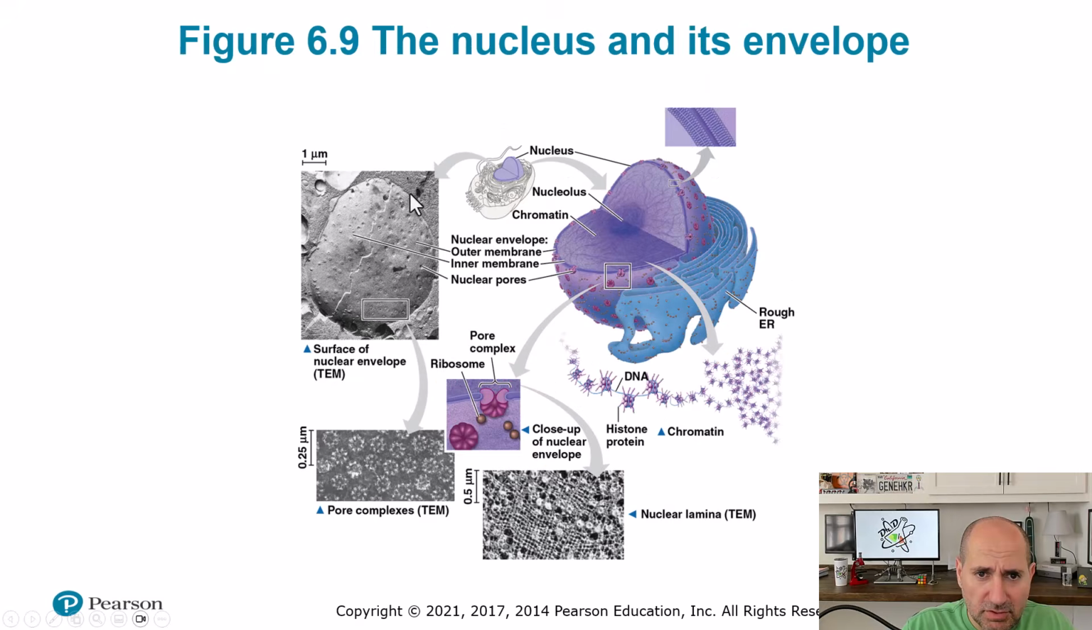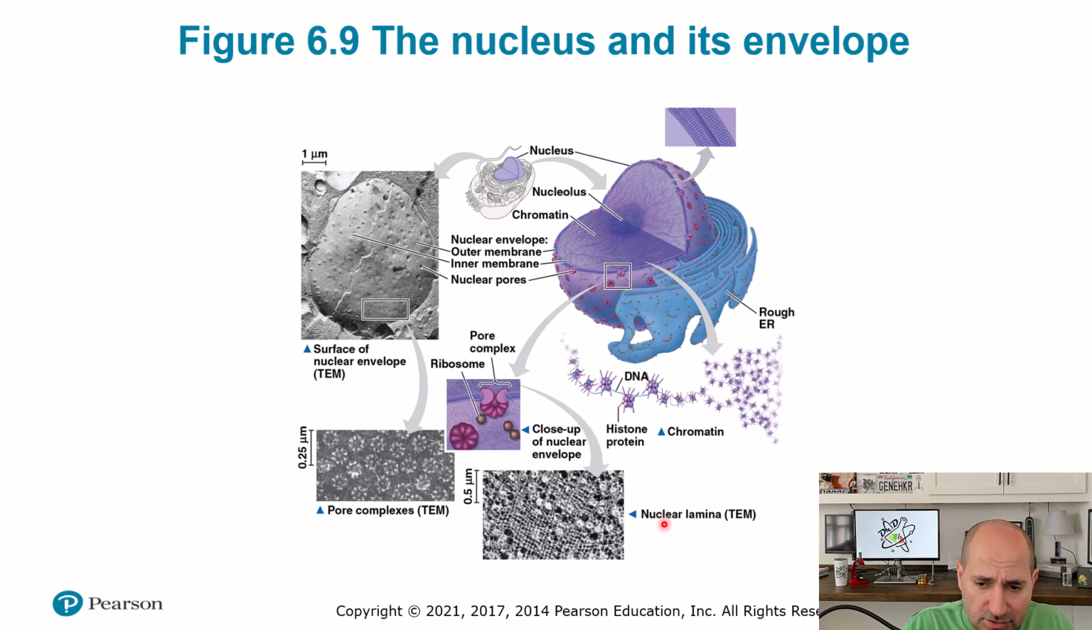You should know the parts of the nucleus, right? These are the things you should know. The nuclear envelope is a double membrane. There are nuclear pores in the nuclear envelope. The nucleolus is where the rRNA is synthesized. Your DNA is made up of chromatin, which is DNA wrapped around histone proteins.